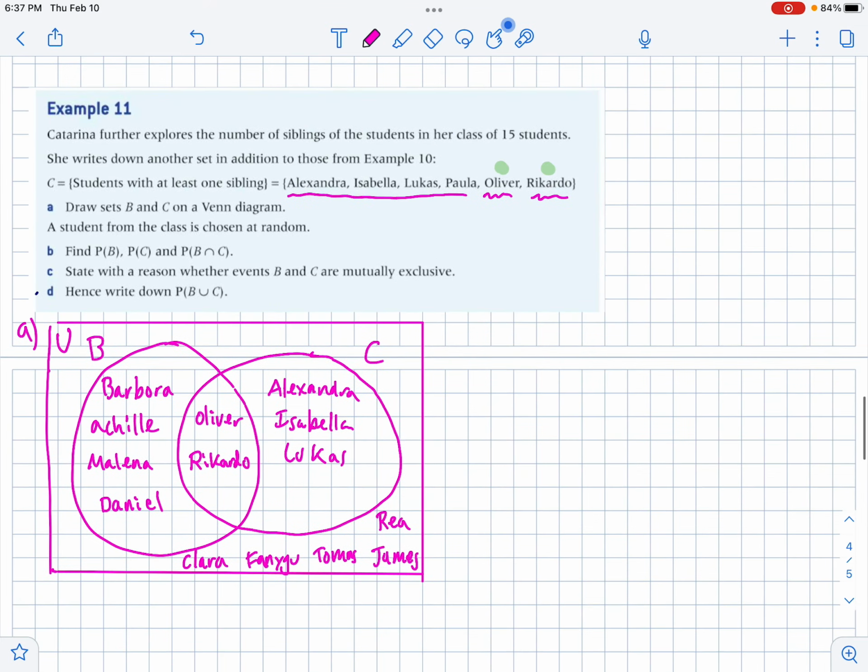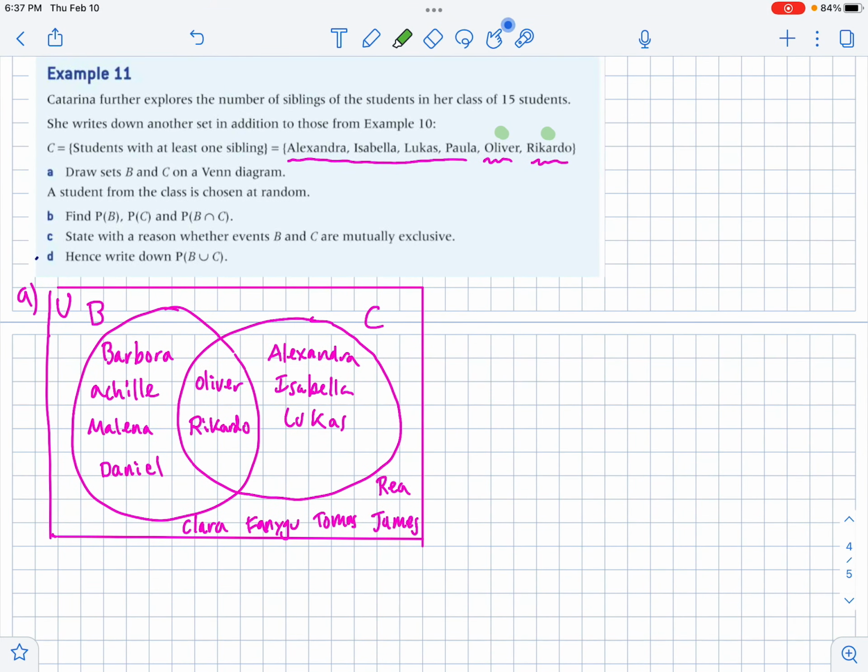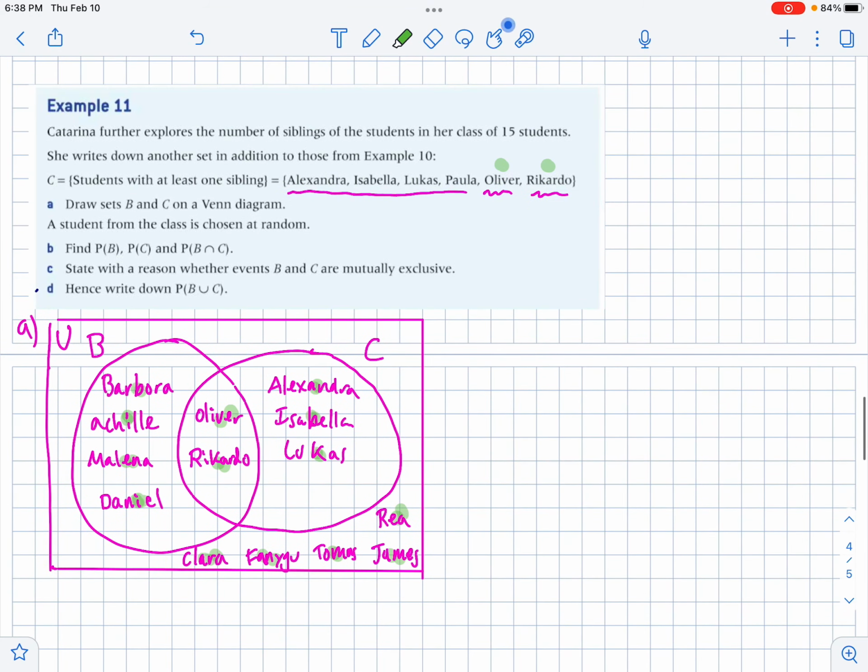A student is to be chosen at random. So how many people do we got here now? I think this should still be 15. Let's check. Why do we have 14? Hope I didn't mess something up. Let's see. Oh, I forgot Paula. My bad. Paula. All right, now we're back on track.